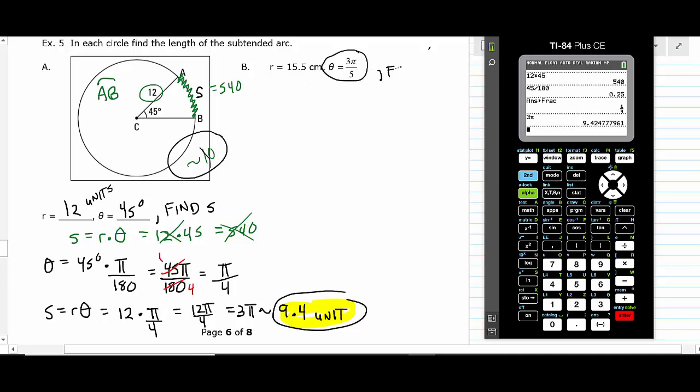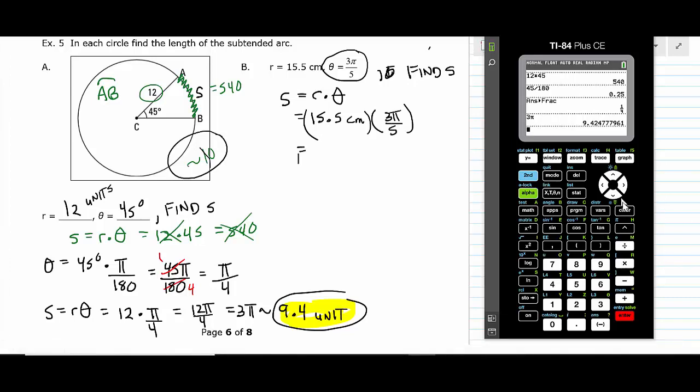Well, what we're going to do is find, not r, I'm sorry, we're going to find s on this. So we just do s equals r times theta, right? The radius is 15.5 centimeters. We're already in radians, so we don't have to convert it like we did the last problem. And then just do this on the calculator. You don't need to reduce or anything. Just put it in the calculator.